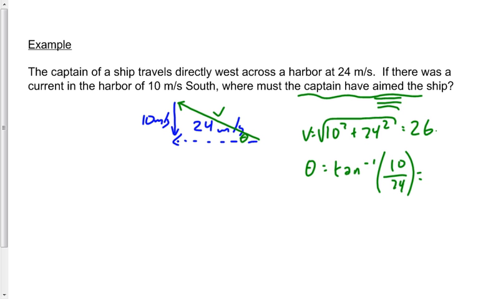We're going to get a number for both of those. We get 26 meters per second for the speed. And for the angle, we end up getting 23 degrees. What's that going to be? 23 degrees. It's north and it's west. Is it 23 degrees north of west or 23 degrees west of north? Which one is that, Nick? North of west or west of north?